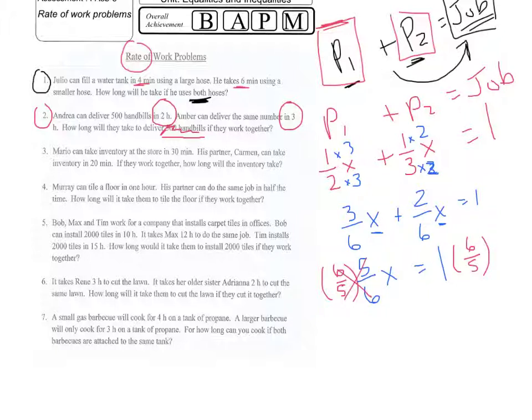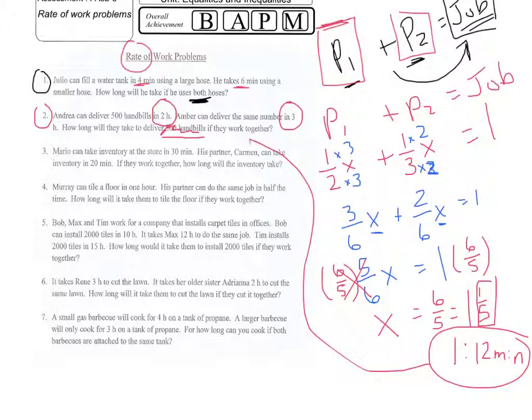These guys cancel. We're left with x equals 6 over 5, which is 1 and 1/5. And a fifth of an hour is 1 hour and 12 minutes. So together, they can do it in 1 hour and 12 minutes.